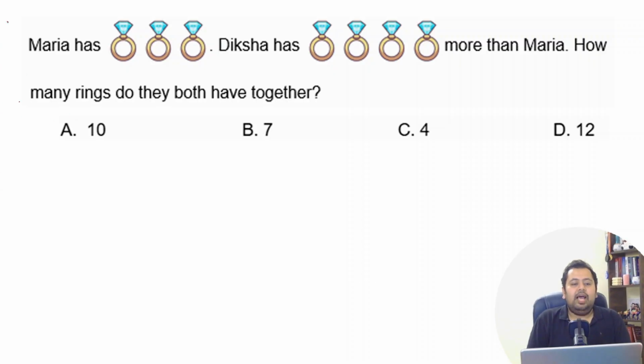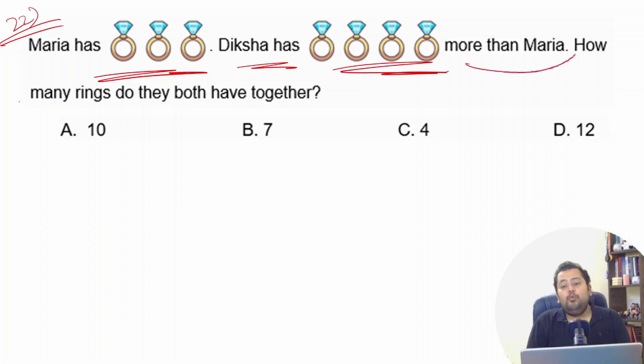Okay. So Maria has some diamond rings. Diksha has some diamond rings more than Maria, right? It's not saying that many. She has that many rings more than Maria. How many rings do they both have together? That is what you have to find out. Again, pause the video, solve it, and then we move to the solution.